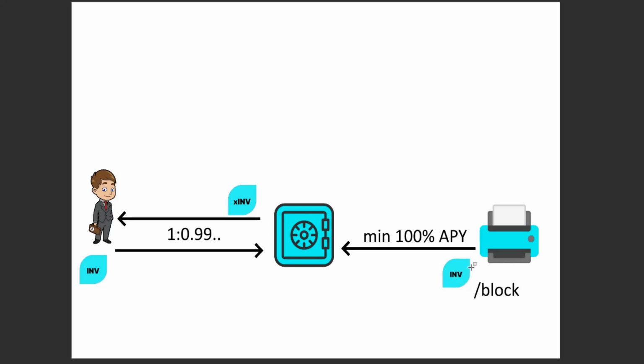This is actually per block, like a normal stream. So every block, you're going to get more and more INV tokens. So this is interesting. This is good. Now, this is inflation, so keep that in mind, okay?